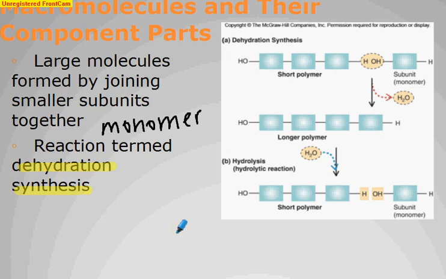And the picture does a good job of illustrating how that's happening. You've got your smaller monomers, 1, 2, 3. We're going to join them by removing water. And so you're seeing the H2O being taken out, hence dehydration, and we end up forming bonds between the monomers to build polymers. So anytime we're building, it's a dehydration synthesis.